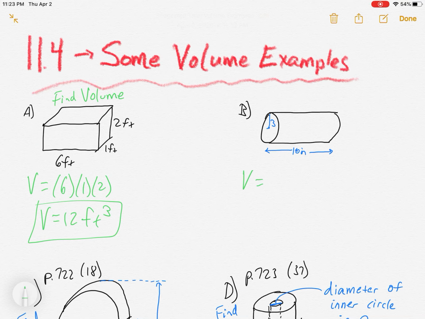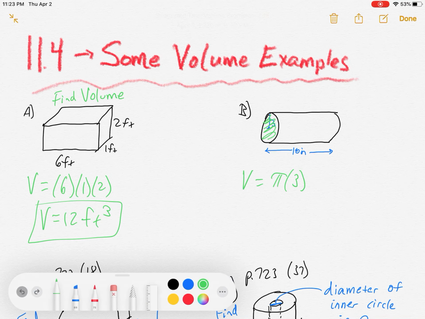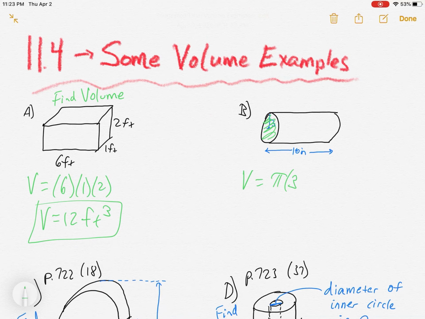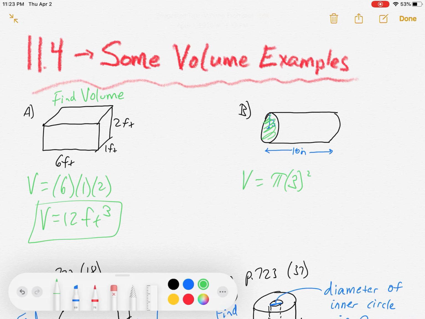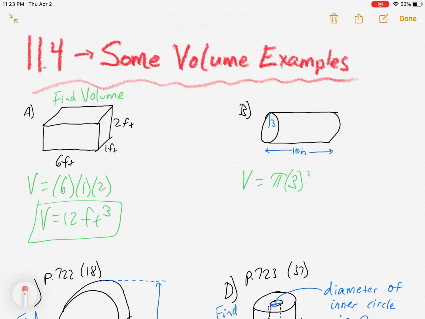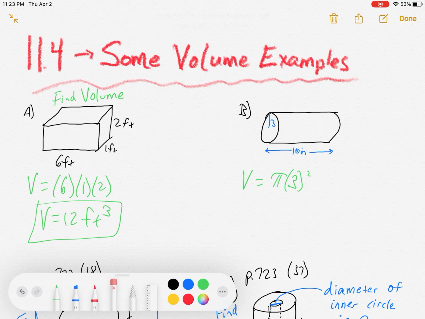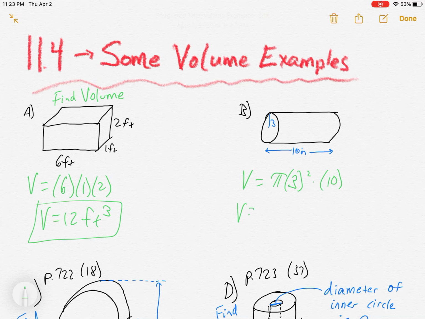This is a cylinder, or circular prism, I like to call it. The volume would be the area of the base, which is that circular shape, which is pi 3 squared. And then the height of this is 10. This comes out to be 90 pi cubic inches.